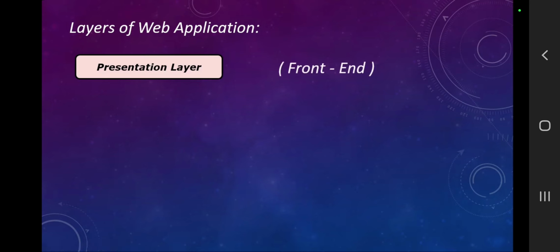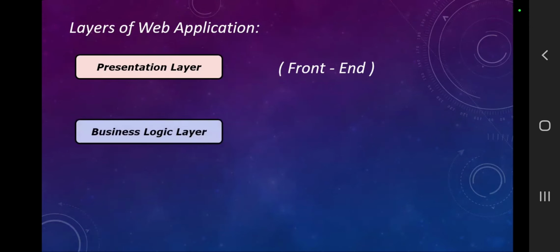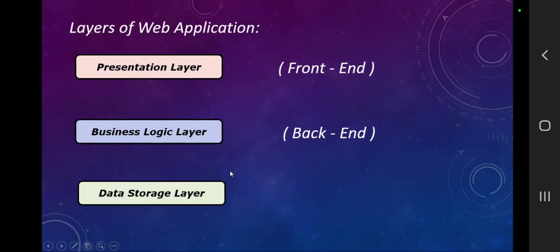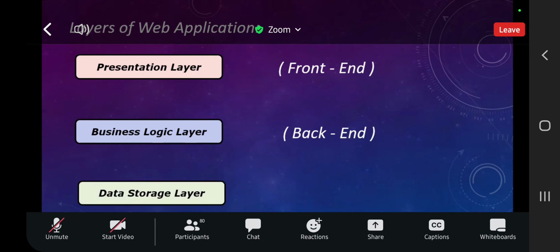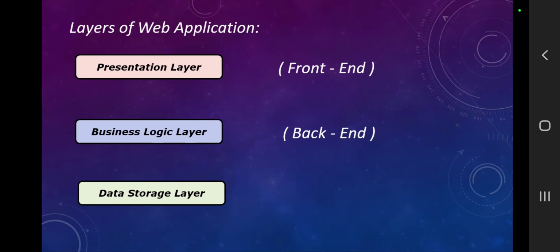So we know what a presentation layer is. What we are seeing, what we are interacting with in the application, that is called the presentation layer. Second, we have the business logic layer, which is called the backend, where we write our logical code or business logic. Next, if it is an application, then mostly data support is needed. In order to store or retrieve data, we need the data storage layer. This is called the database.